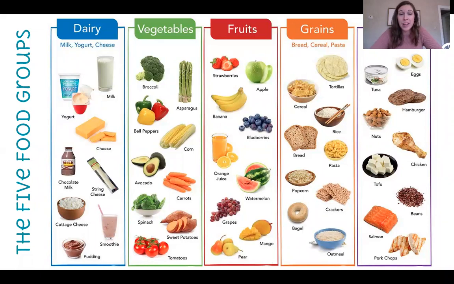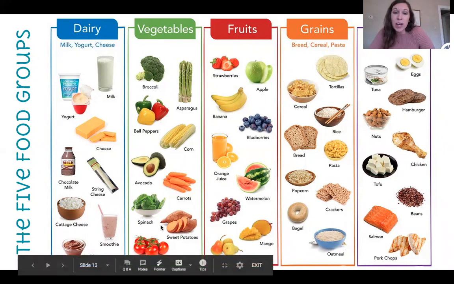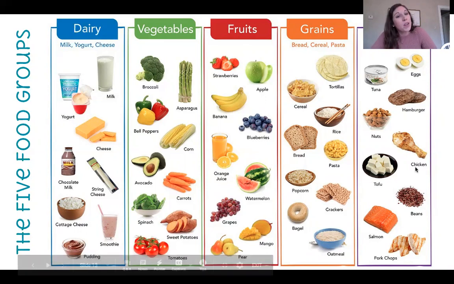Are you ready? Dairy, vegetables, fruits, grains, protein. There's a lot of good food on this list. I bet you could find some of this food in your house right now. I also bet you have a lot of other different kinds of foods in your house. I'm going to share with you some of my favorite foods from each food group.